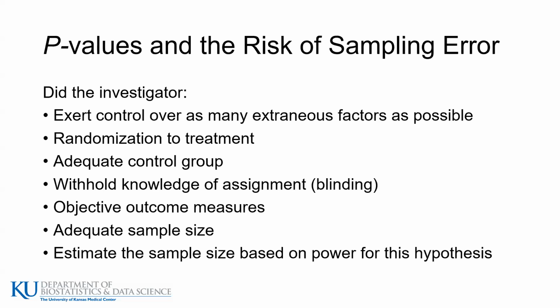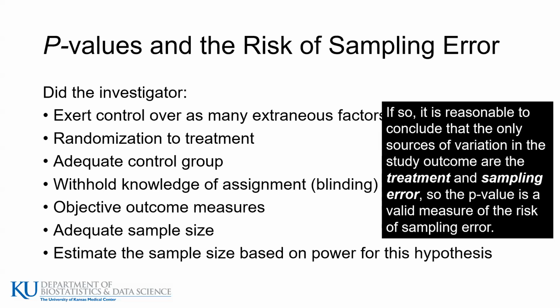And then was there randomization? So randomization, again, controls for unknown sources of variation. So this gives us more confidence that the p-value is valid. Was there an adequate control group? Was there blinding involved? Were the outcome measures objective, or is there some measurement error involved in that? Was the sample size adequate? And was the sample size estimated based on some power analysis for the hypothesis?